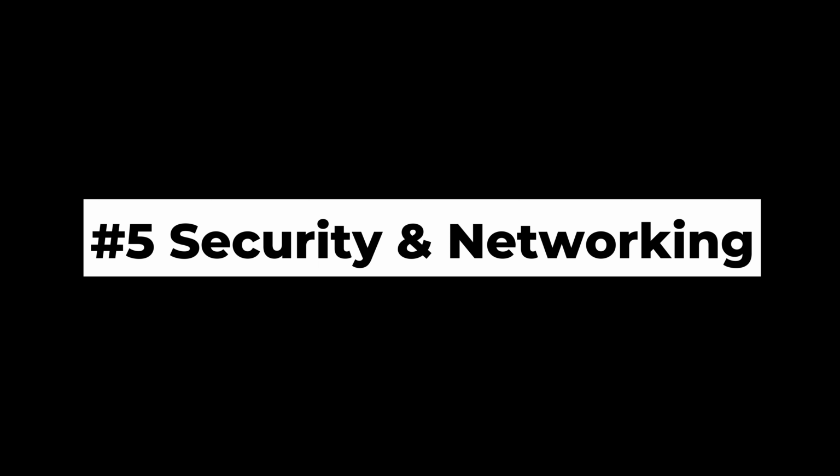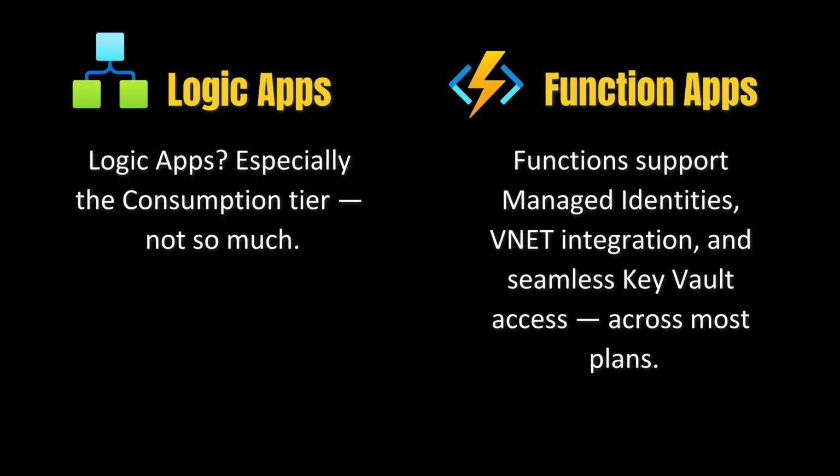Now, the part where many get stuck, security and networking. And trust me, this is where it's not apples to apples. Security and networking. Functions support managed identities, VNet integration, and seamless Key Vault access across most plans. Logic Apps, especially the consumption tier, not so much. You'll pay more for standard or ISE tiers if you need proper network isolation or security integration. Many architects try to retrofit security later, but this should be part of your initial design choice.